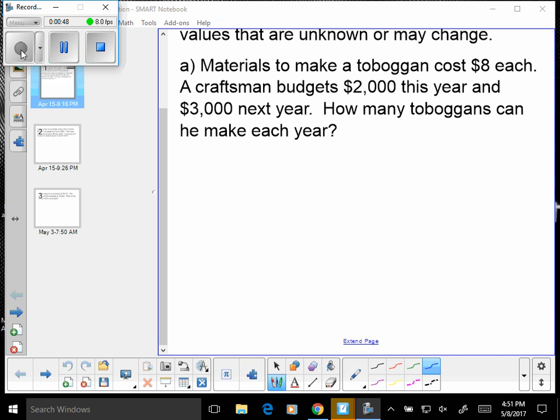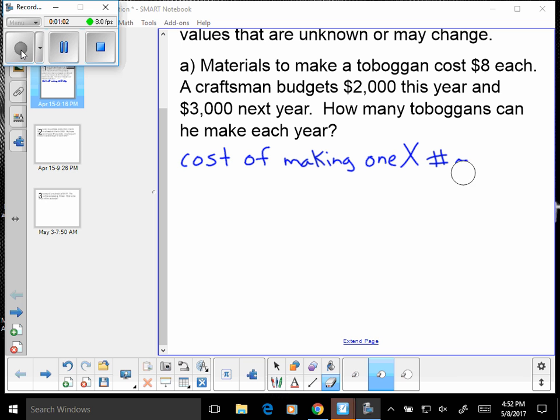When we look at a problem like this, we think to ourselves, okay, the cost of making one toboggan times the number made have to equal our total cost. Now we look to see what we have in the problem that will help us. And note that we're going to actually do this twice, because we want to do it for this year and then for next year. You know, not every problem is solved with only one equation.